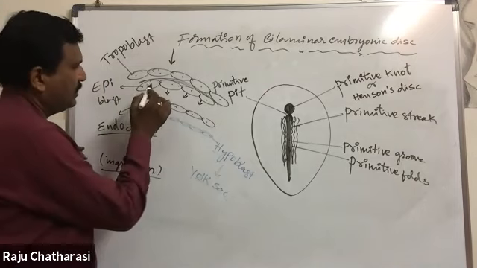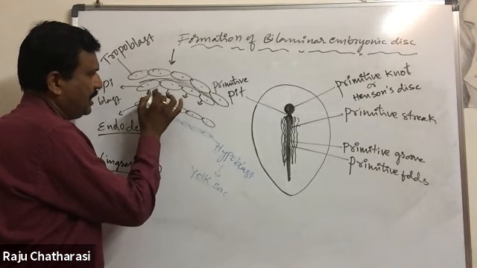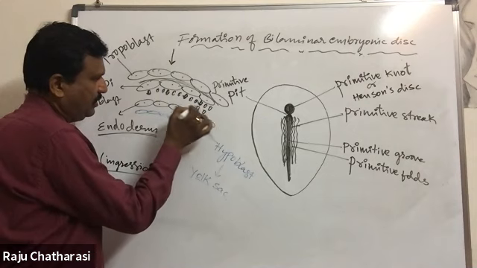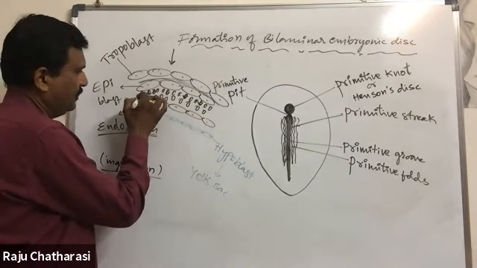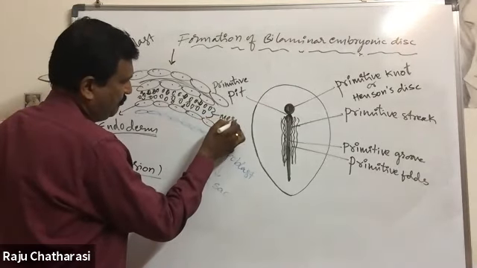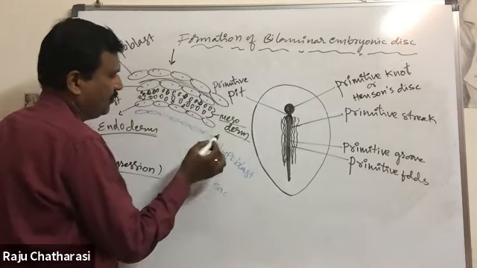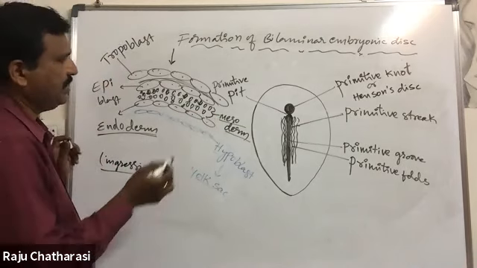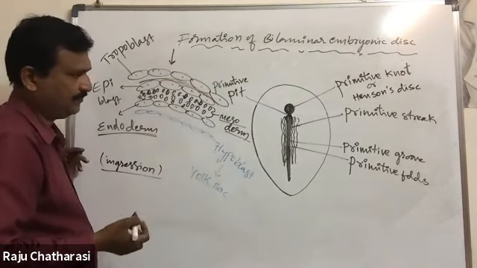Next, cells continuously come from the epiblast, and these cells occupy the space between the epiblast and the endoderm. Then it develops into mesoderm. This is called mesoderm. Tomorrow we will discuss in detail, but let me show these three layers.